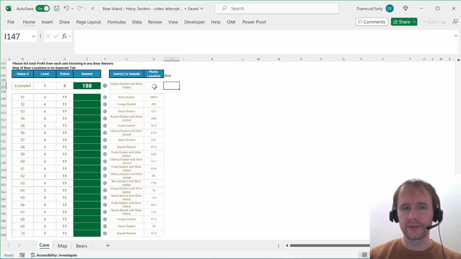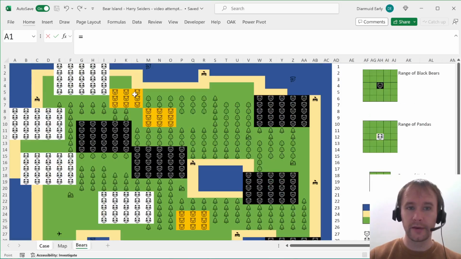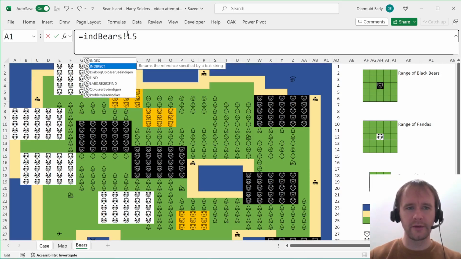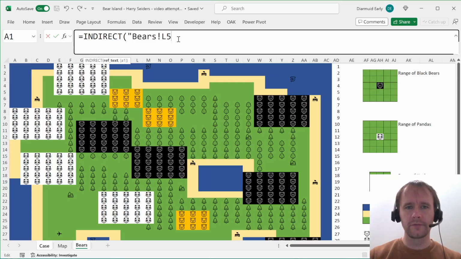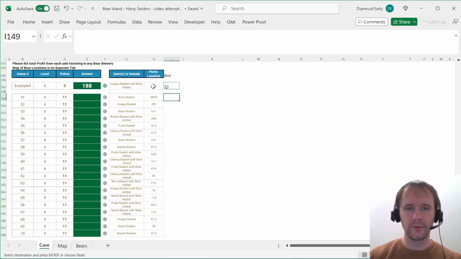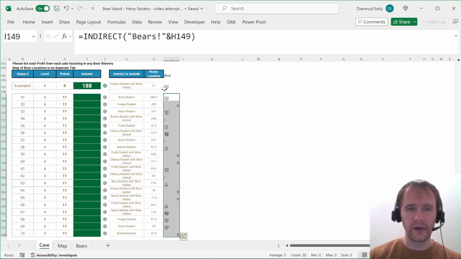So what should a reference to cell L5 on the bear map look like? It should look like this. And honestly, this is how I do indirect half the time, depending on how much I've been practicing recently. So then we're just going to wrap that in indirect, quotes, close quotes, and then instead of the L5, we just want to concatenate that string with whatever string is here, and that'll give you the bear or no bear.